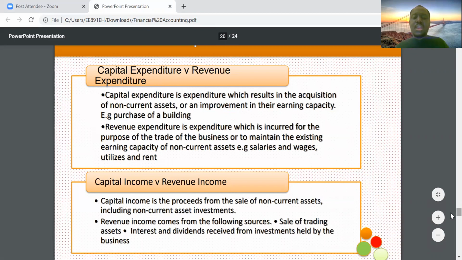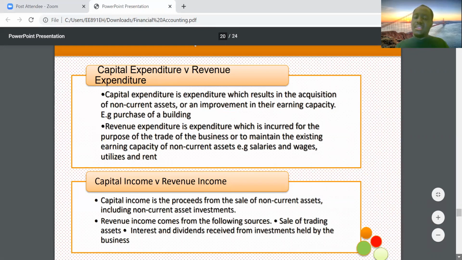Then you have capital income, which is the proceeds we receive from the sale of non-current assets. Then you have revenue income, which you get from selling or trading assets, and any interest and dividends you receive from investments. So that's the difference.